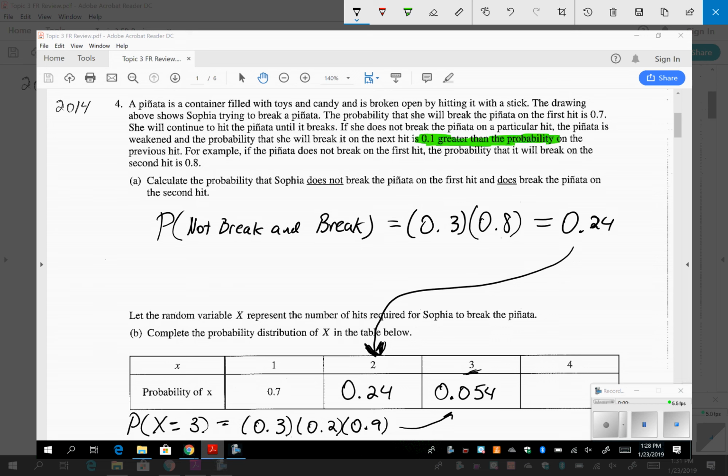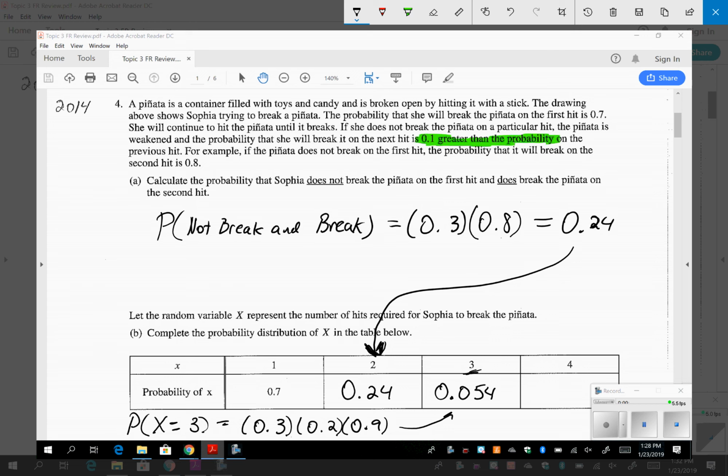Wait, so basically this problem is guaranteeing that on the fourth hit, it's 100%? Yes, because it starts at 0.7, and each time you don't break it, it goes up 10%. So 0.8, 0.9, then you get to 1, you're out of numbers. Can't go to 1.1. We don't have over 100%. So that's why it's 4. Mathematically in this problem, that's it. But in real life, it's going to be more than that.